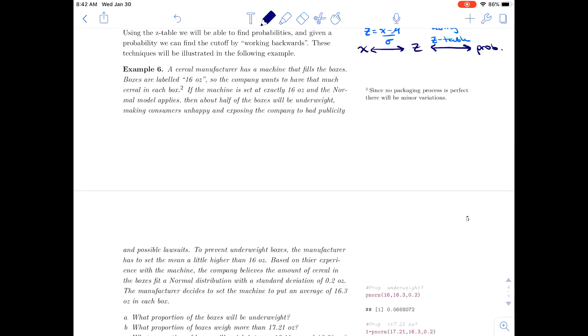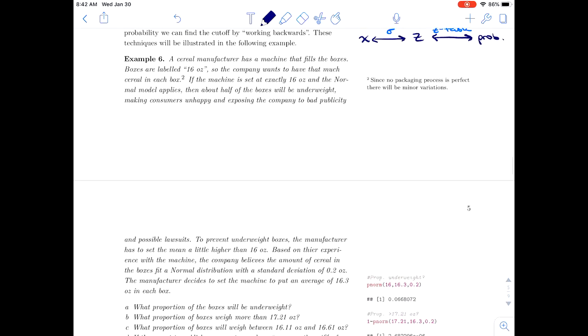And so here, a cereal manufacturer has a machine that fills the boxes. Boxes are labeled 16 ounces. So weird, because I stole this from a Canadian textbook, but they're still using ounces, and I didn't do the conversion. So anyways, the company wants to have that much cereal in each box, of course, right?